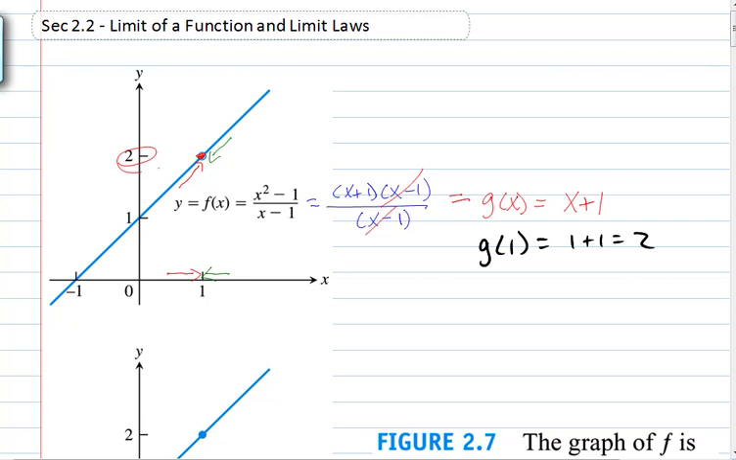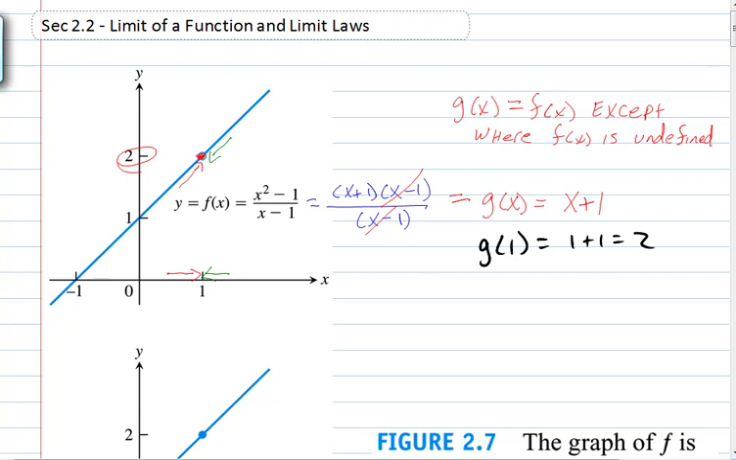Okay? So you can algebraically manipulate this function so that you end up with a similar function, we're going to call it g, where g of x is almost the same as f of x, except where f of x is undefined. Okay?